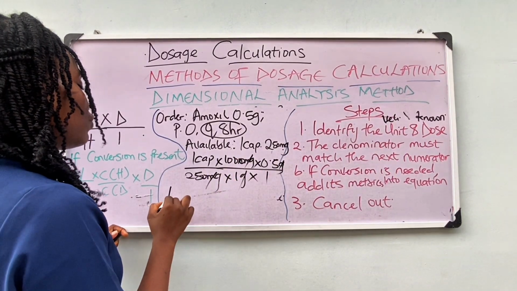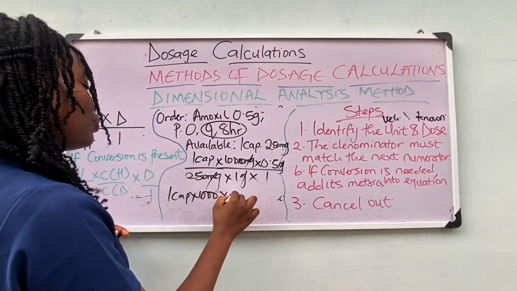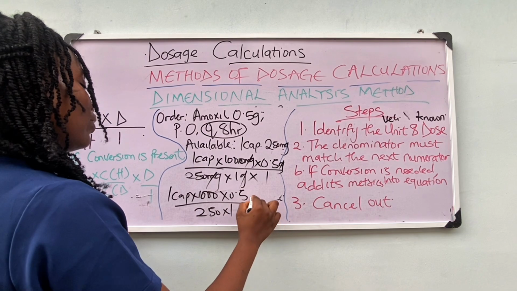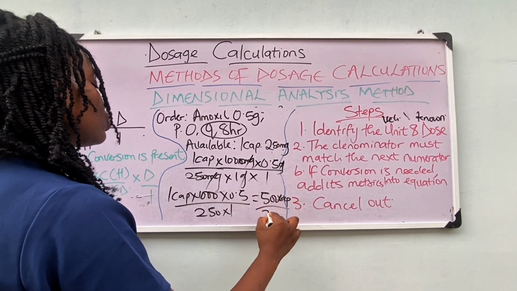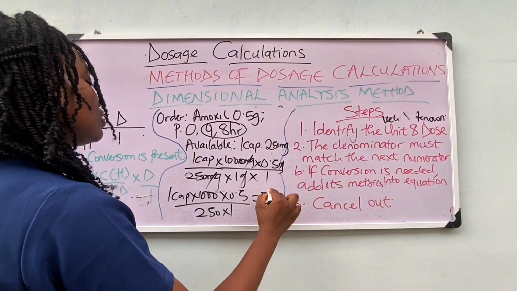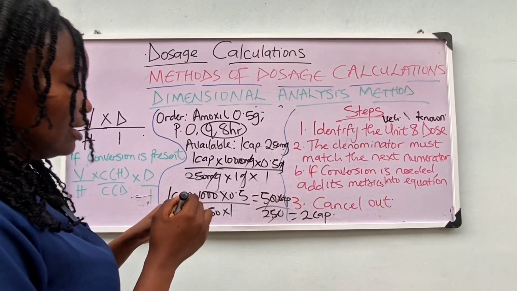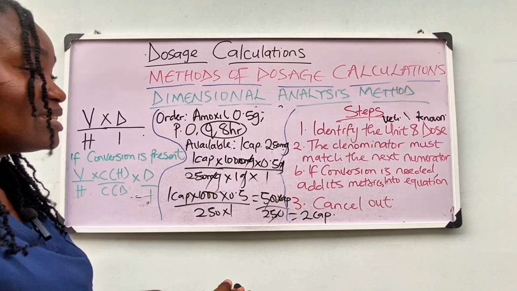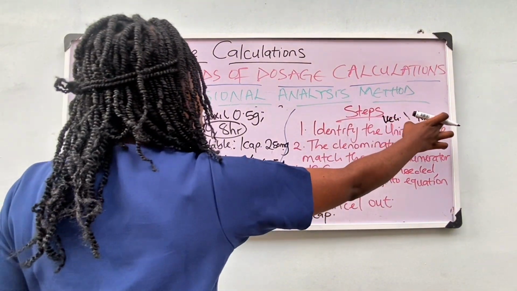So what do we have? We have 1 capsule times 1,000 times 0.5 all over 250 times 1. When we multiply that, we'll have 500 capsule all over 250, which is going to give us 2 capsules. So for solving with dimensional analysis, just have in mind that the first thing you want to do is to identify the vehicle and the known dose.